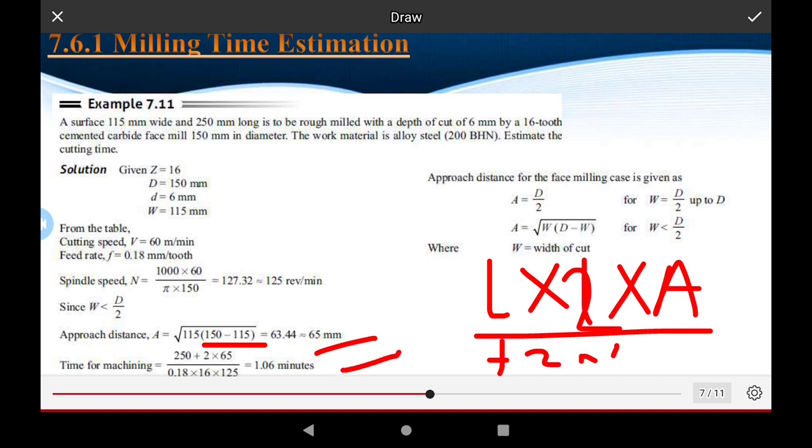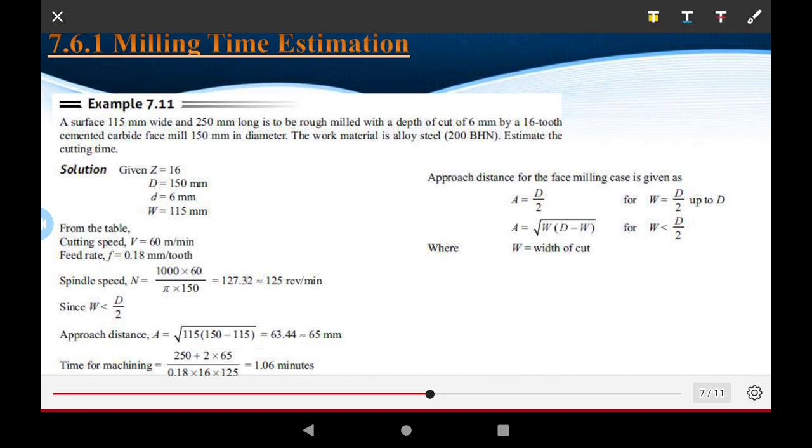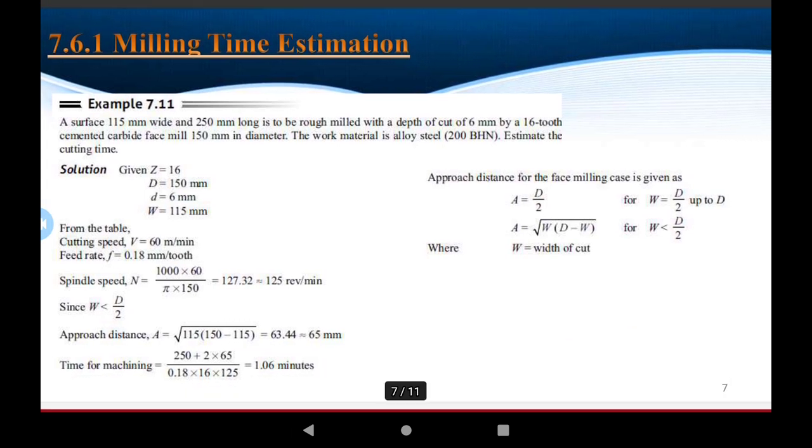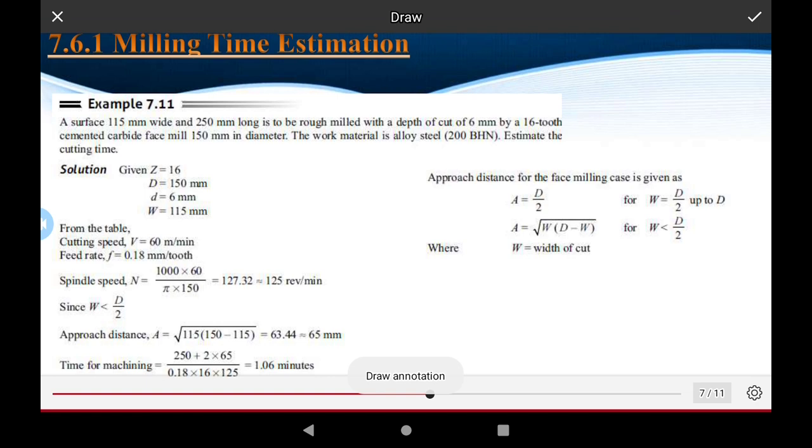Now for the approach distance in face milling. In the face milling case, the width w is given as D by 2 up to D, and small d equals D by 2. Here d is a very short length. This is the condition used for face milling, and A is the approach for this operation.